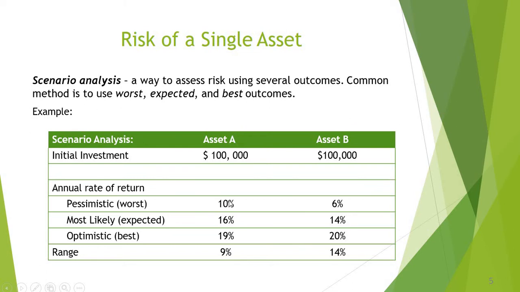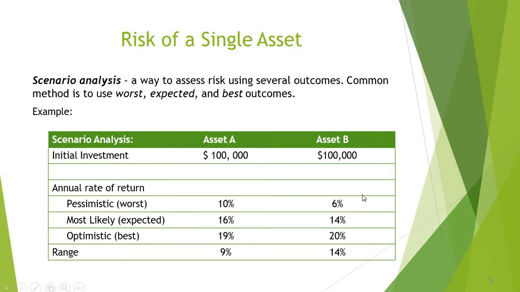Now let's look at the difference between the rate of return in worst and best condition for asset A. So if you look at the difference, 10% and 19%, that's 9%. So range of asset A is 9%. So range means the difference in rate of return or difference in the value under best and worst condition.